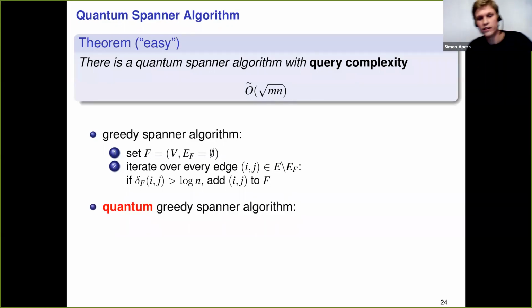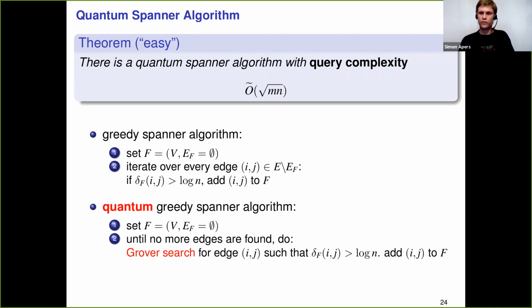Then, given this, we can propose a quantum greedy spanner algorithm, which again starts from adjacency list access to some input graph and an empty spanner, an empty graph F first. And now we're going to use Grover search to search over the full set of edges of the input graph and search for an edge that violates this condition, right? So we're going to search for an edge such that in the current graph, which is supposed to be a spanner, the distance is violated, the stretch condition is violated.